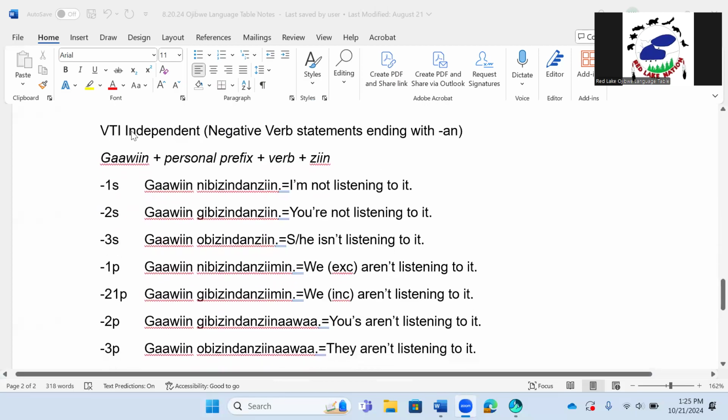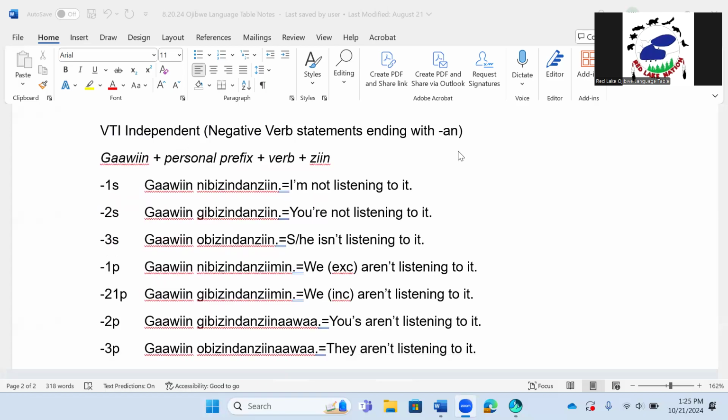Moving on to our negative statement, VTI, independent negative verb statement ending with un. We had the word bisindun. All right, so this one has a different rule, but nonetheless all the same. Gawin plus your personal prefix ni, gi, or o, plus your verb bisindun. Nothing drops off on this one, and we just add zin to the end of it. Or if we get down to the we's, we're going to drop the n and add min. And then we're going to add awa for 2 plural and 3 plural.